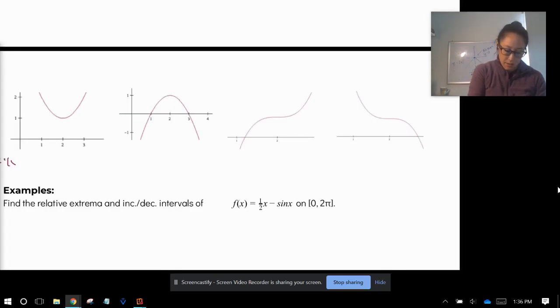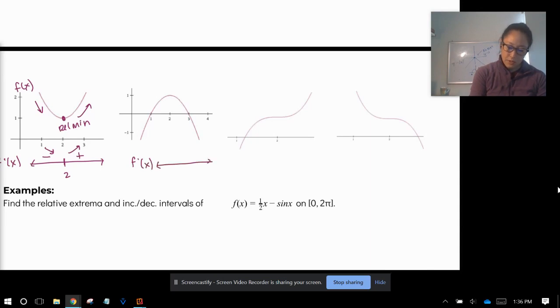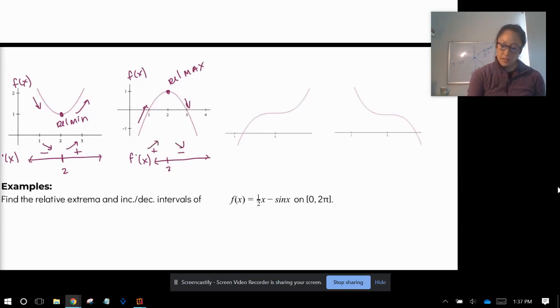And I will plot in what an example of a number line would look like here. So if this is f of x, f prime of x would look like, at x equals 2, the function is decreasing then increasing. So a negative to a positive derivative. So we have a relative min at this point. Okay, so we're decreasing to increasing, which means we have a relative min. If we are looking at the second graph at x equals 2, we are increasing on f of x, which means that our derivative is positive. And then we are decreasing after 2, which means the output of our derivative is negative. So then we have a relative max.